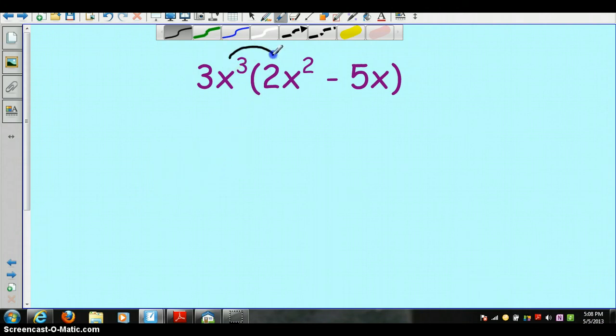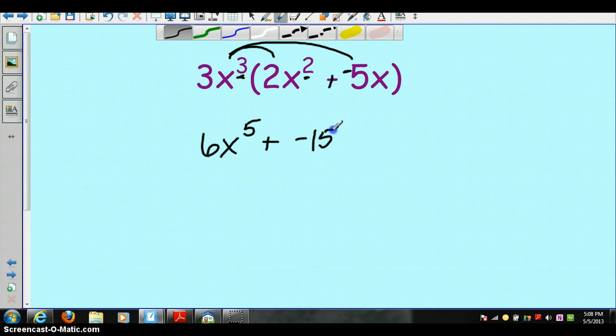Okay, so we're going to distribute the 3x cubed to each term inside. So we have 3 times 2, which is going to be 6. x to the, we add these together, it's going to be x to the fifth. Then we have 3 times negative 5. If you want to change this to plus the opposite of, go ahead. 3 times a negative 5 is going to be a negative 15. And then we're going to have x to the fourth power. And that's going to be our answer.